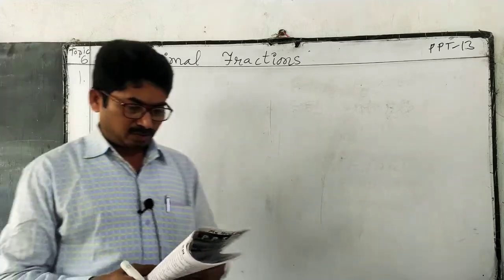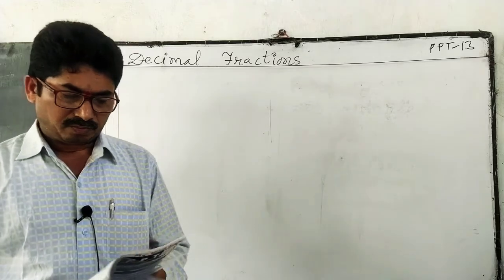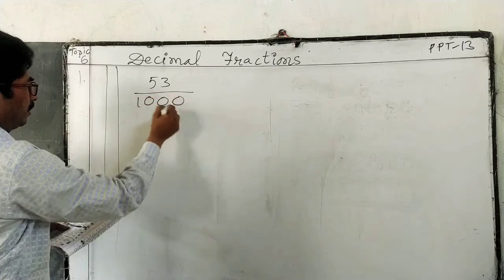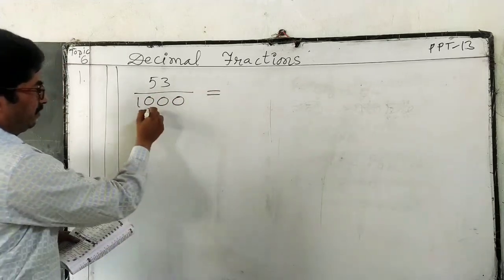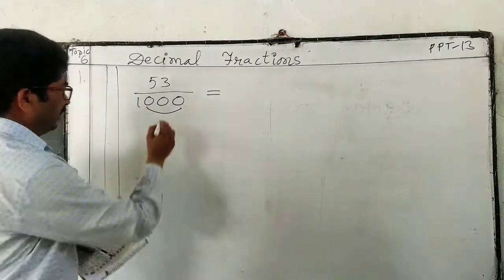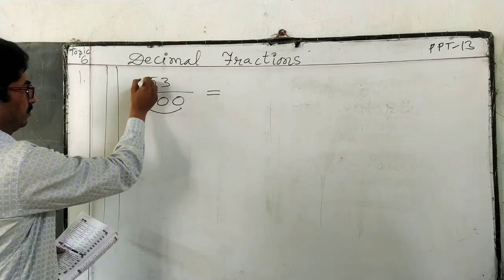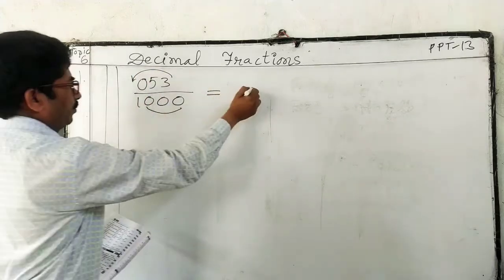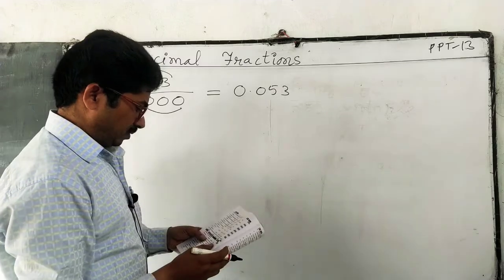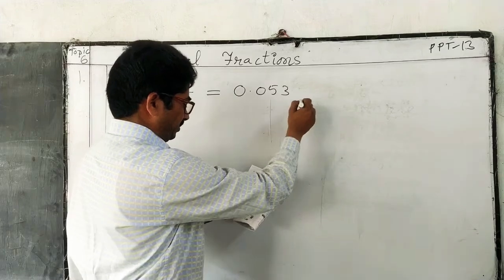First problem, the fraction 53 by 1000. Here we have 1000. It has 3 zeros. That's why shift the decimal to the left by 3 places. 0.053. That is 0.053.